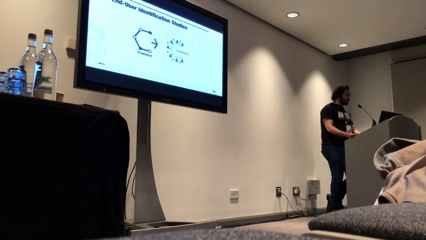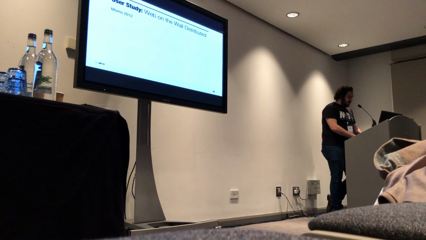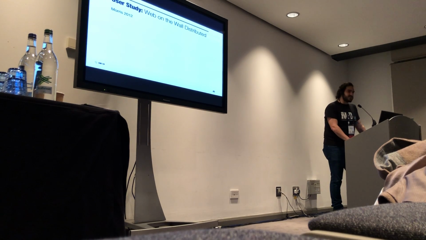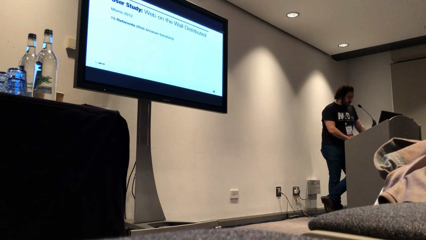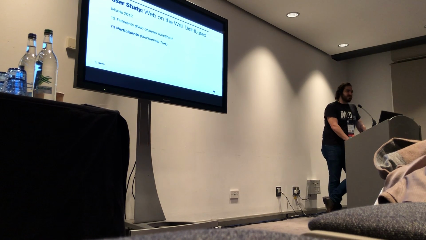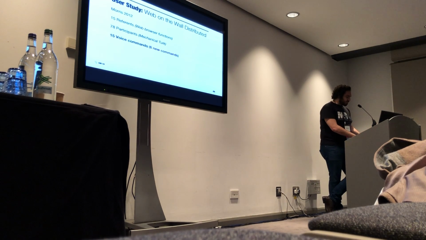We can also use Crowdlicit and CrowdCensus to run an identification study. In this work, to put Crowdlicit through its paces, we did an online elicitation study based on Morris's 2012 Web on the Wall. In that study, we had 15 referents, which were web browser commands. We recruited 78 participants from Amazon's Mechanical Turk, and after analyzing it, we ended up with 15 symbols that happened to be voice commands to control the web browser. 9 of those were reported in Morris's original set from her 2012 paper, and 6 were brand new.